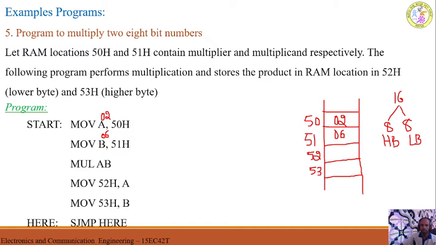Then MUL AB. These two will be multiplied now: 6 into 2. So in decimal, what is 6 into 2? That is 12. This is in decimal, whereas our microcontroller does all operations in hexadecimal. In hexadecimal, A is 10, B is 11, and C is 12. Therefore C in hexadecimal, that is 0C, is the answer. When you multiply 02 and 06, 0C is the answer you get.